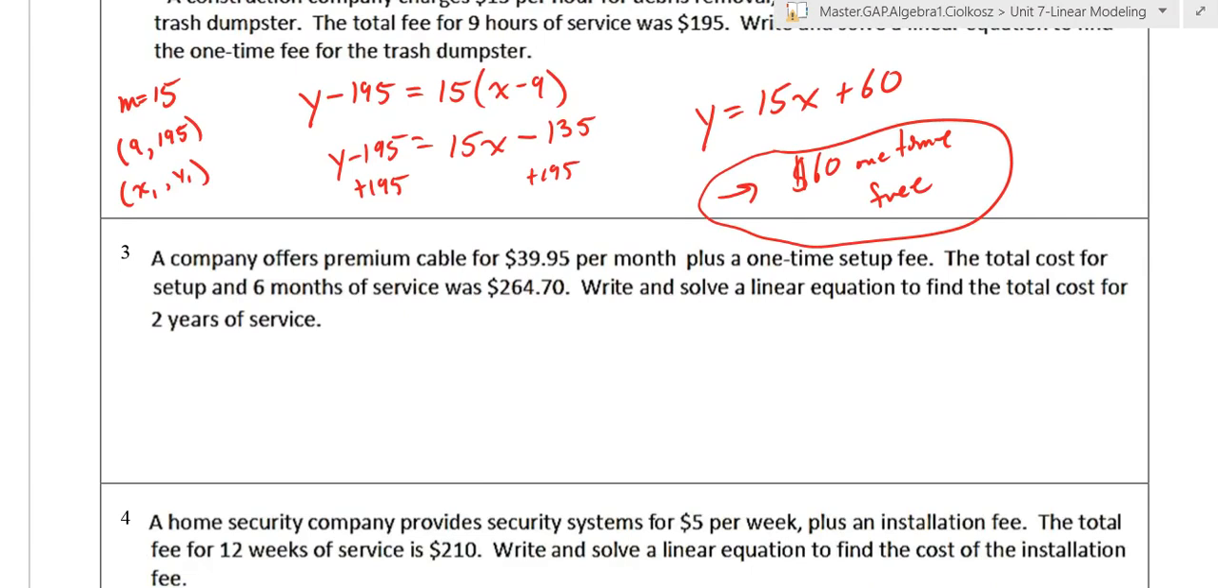So with these problems, we're going to be given something to plug in for x or y, or we can be asked to find, hey, what is that one-time fee? So that means find b. Number 3, a company offers premium cable for $39.95 per month, plus a one-time setup fee. So we know our M is 39.95. The total cost for the setup and 6 months of service was that.